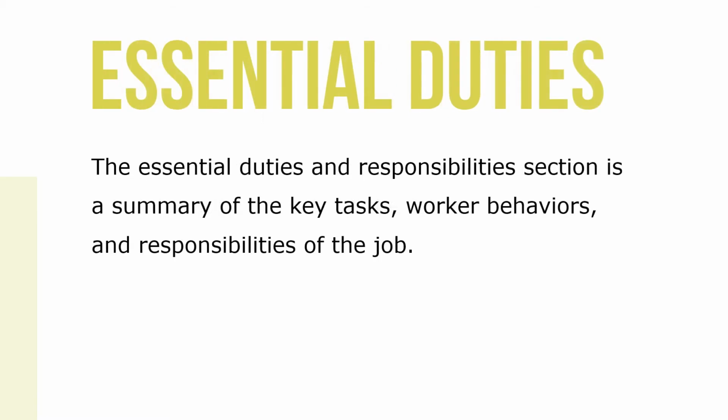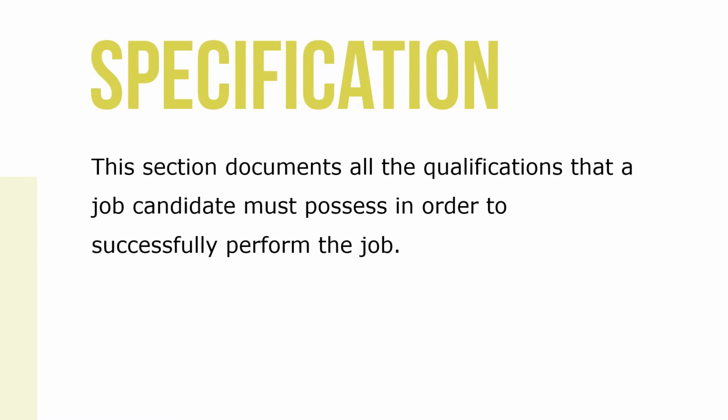Next are the Essential Duties and Responsibilities section. The Essential Duties and Responsibilities section is a summary of the key tasks, worker behaviors, and responsibilities of the job. These statements, called task statements or key result areas, typically appear in order of importance or in order of the time each task takes. Some organizations distinguish the essential duties from marginal duties and responsibilities in this section for legal purposes. The final portion of the job description outlines job specifications.